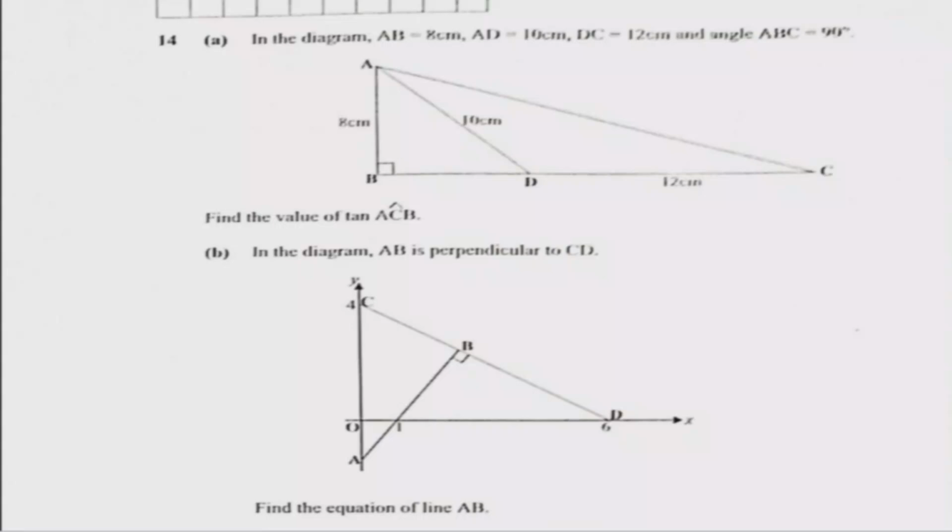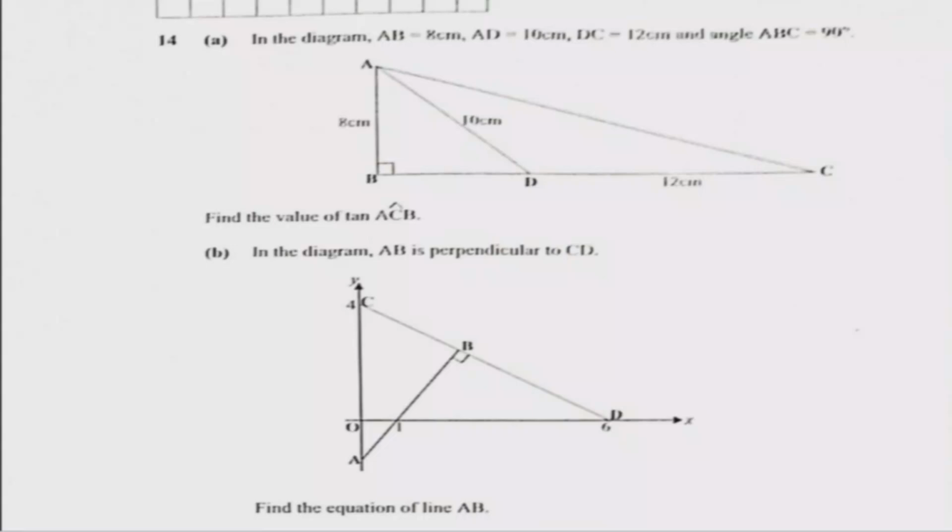Okay, we come to question 14. We go straight to 14a, which is in the diagram. AB is equal to 8 centimeter, AD is equal to 10 centimeter, DC is equal to 12 centimeter, and angle ABC is equal to 98 degrees. Okay, so the actual question is down here.